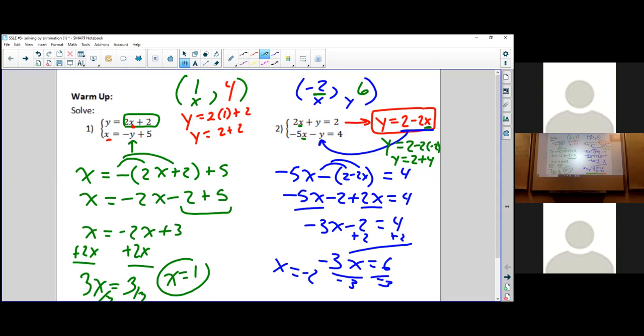Okay, substitution. You take part of one and put it into the other. Now let's take a look at where we're going to go from there. Are there any questions on what I just did on the warm-up?